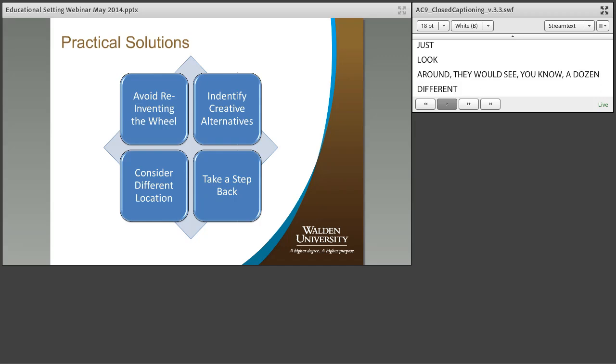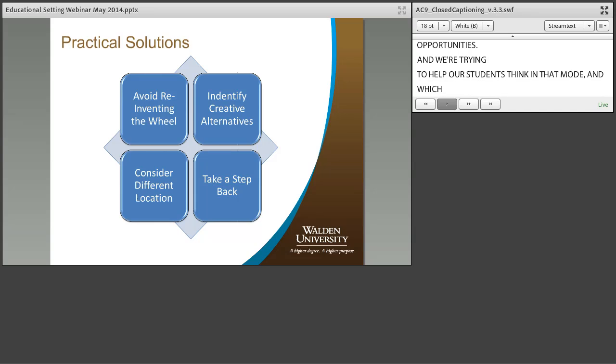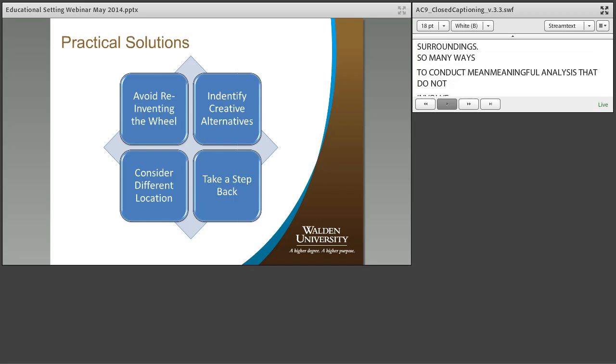We're trying to help our students think in that mode, which really ties into the essence of what being a scholar practitioner is. It's an idea that you don't have to do the old-fashioned sit down and interview people or survey people in order to do inquiry, in order to analyze evidence from your surroundings. There are so many ways to conduct meaningful analyses that do not involve a consent form, an interview, or a survey.